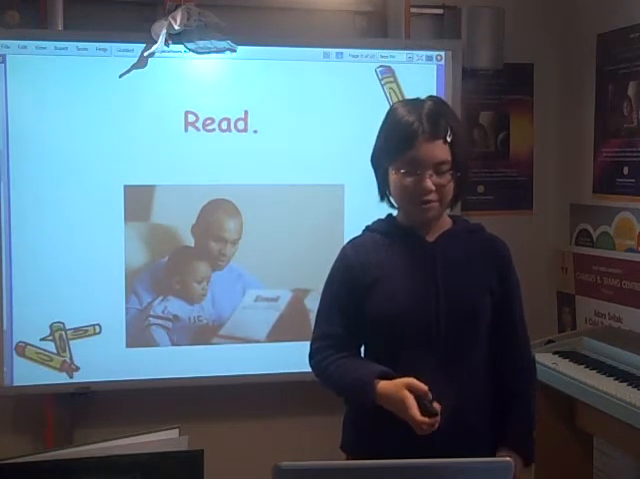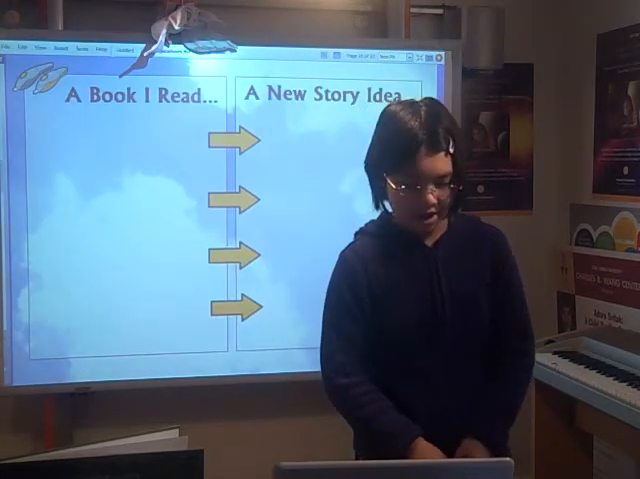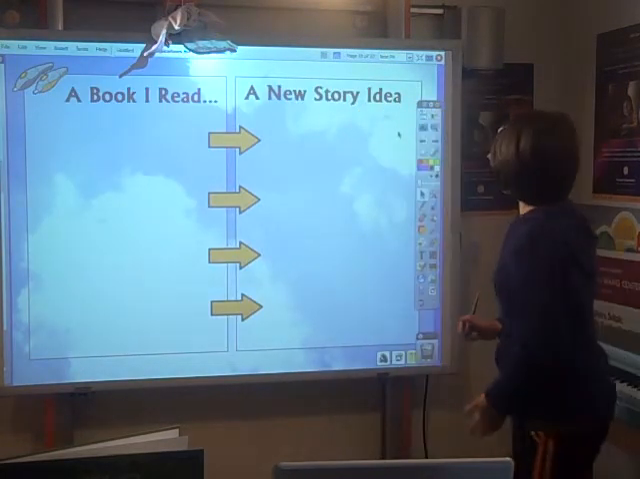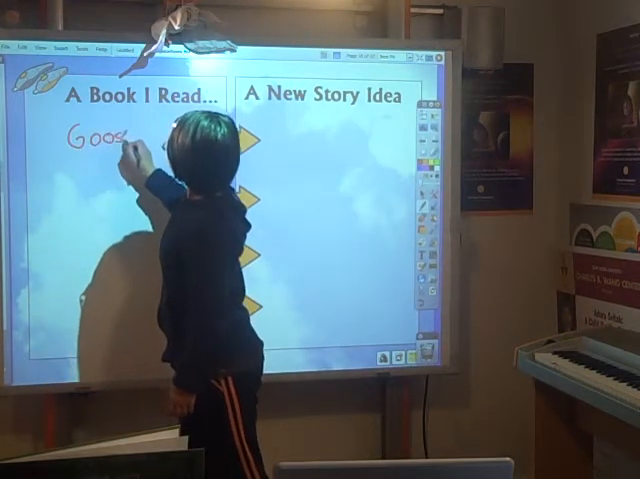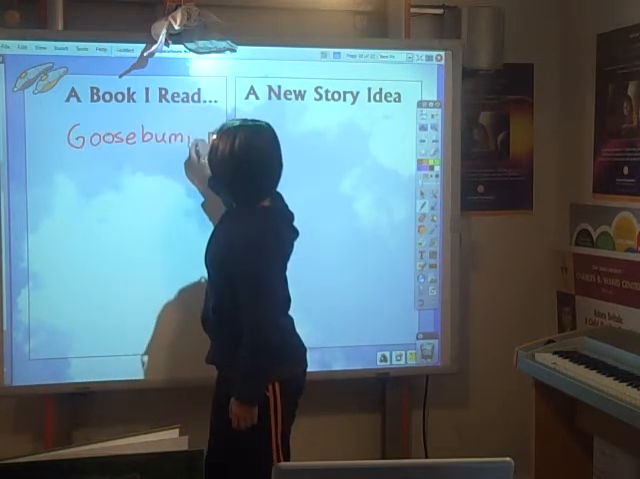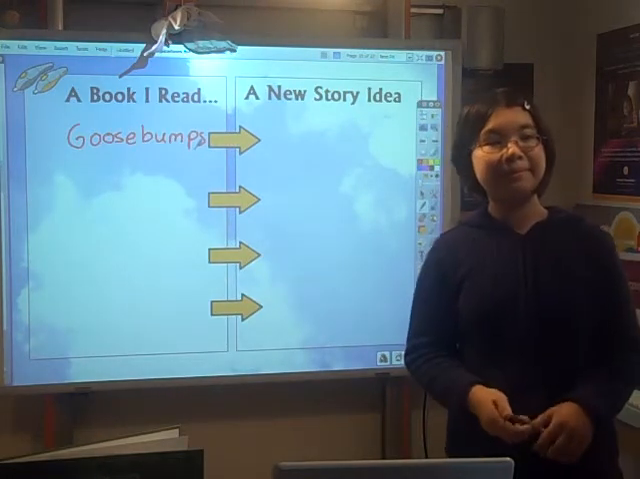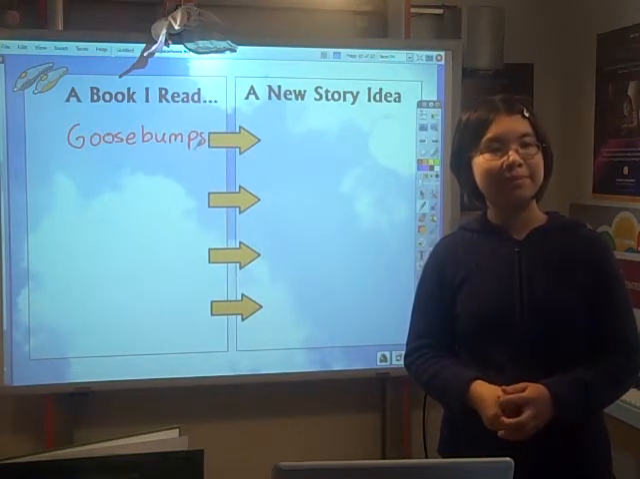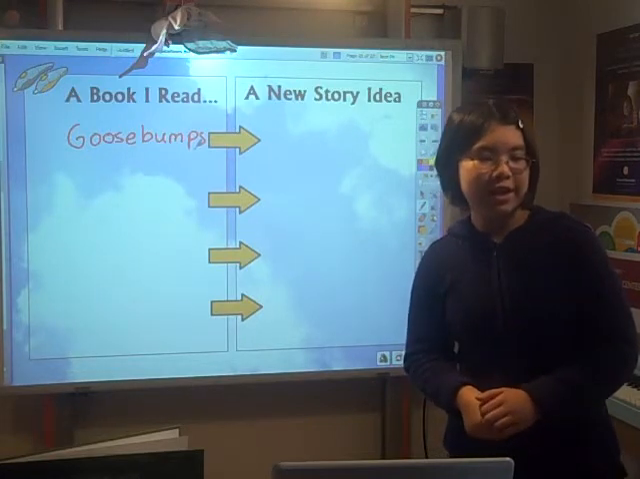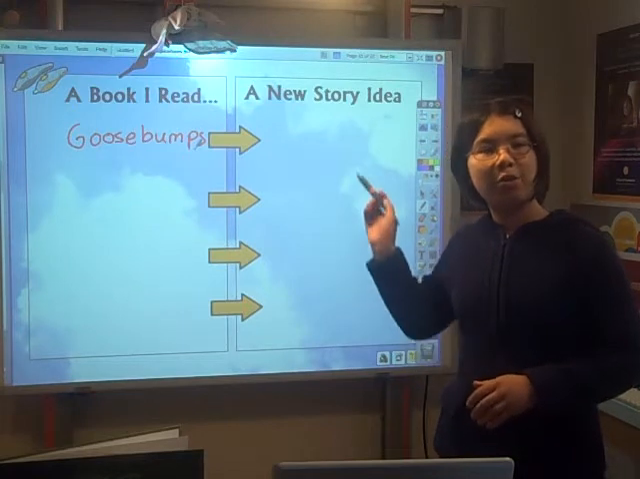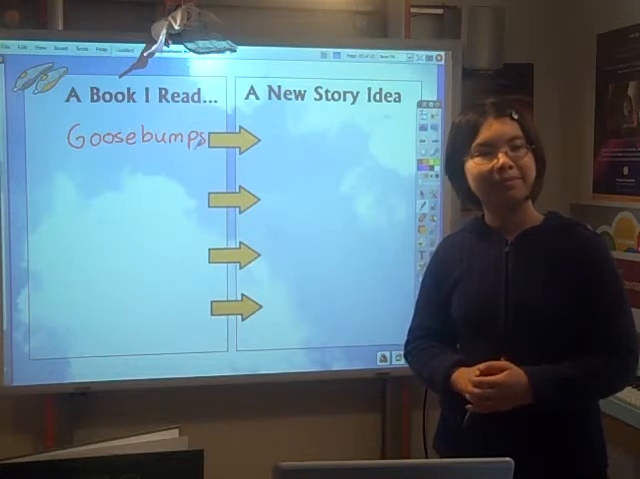Goosebumps? Oh, Goosebumps. Okay. So now here's an activity which I call a book I read translates into a new story. So how could looking at Goosebumps, for instance, what did you like about Goosebumps? She said because they're scary. Because it was scary. So, does anyone have an idea for a scary story that you might be able to write? It's a scary story you can write, Alicia.